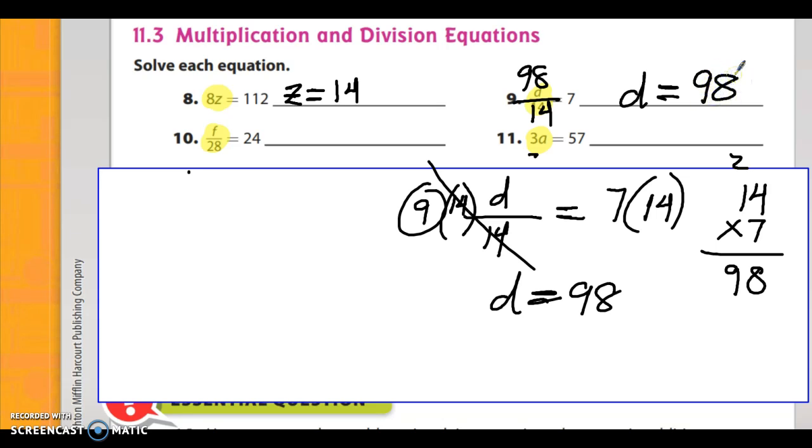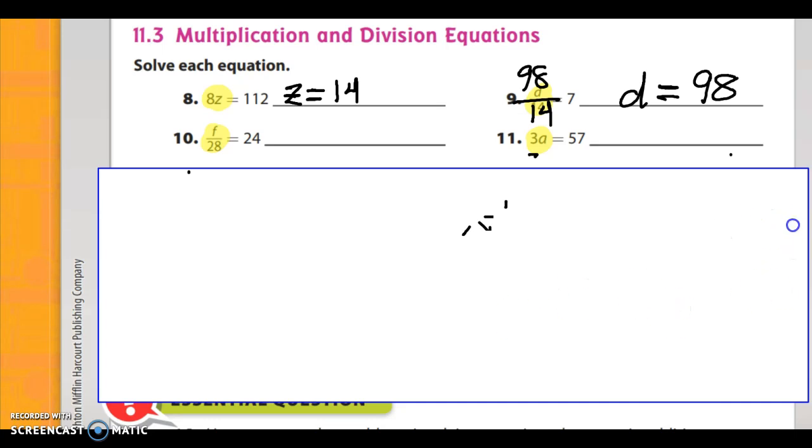You could simply check that by doing... you don't even need to check it. We really did. We did 14 times 7 right here. That's enough. All right, let's check out the next two. This next one's going to be a big number, I can tell. We've got F divided by 28 is equal to 24.